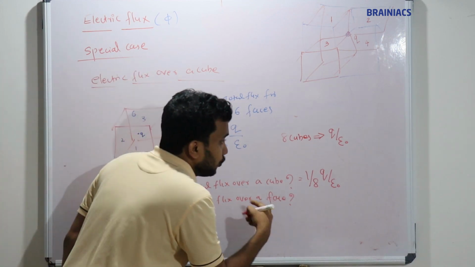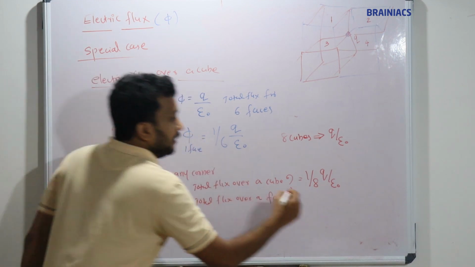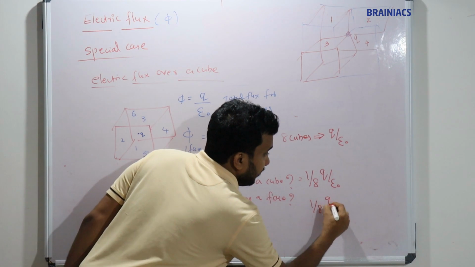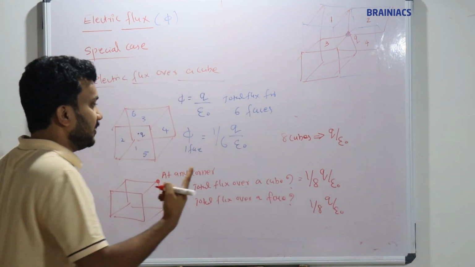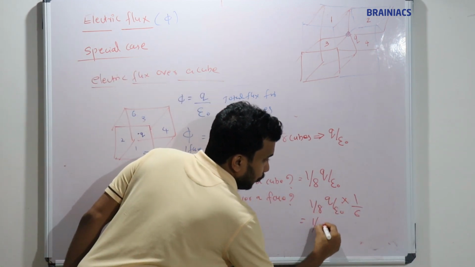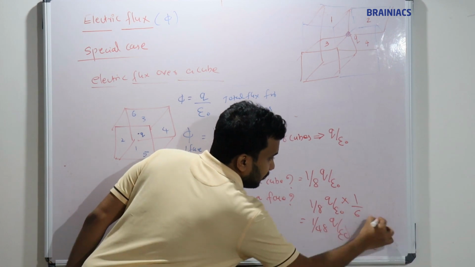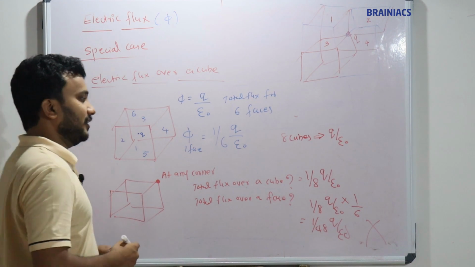What is the total flux over a surface? You will say, sir, for 1 cube it is 1 by 8 Q by epsilon 0, and how many faces will be there? 6 faces will be there. So for one face means 1 by 6. You will say 1 by 48 Q by epsilon 0. Pakka wrong answer. No, not correct.